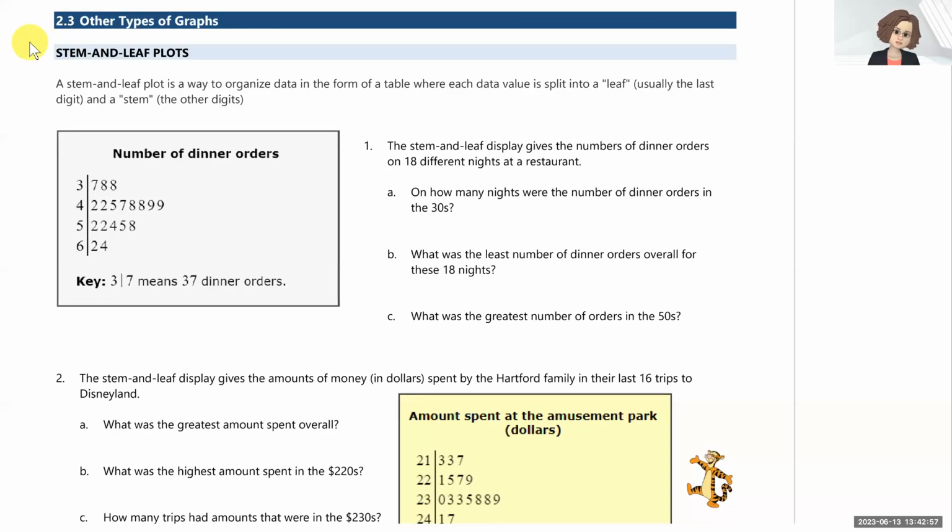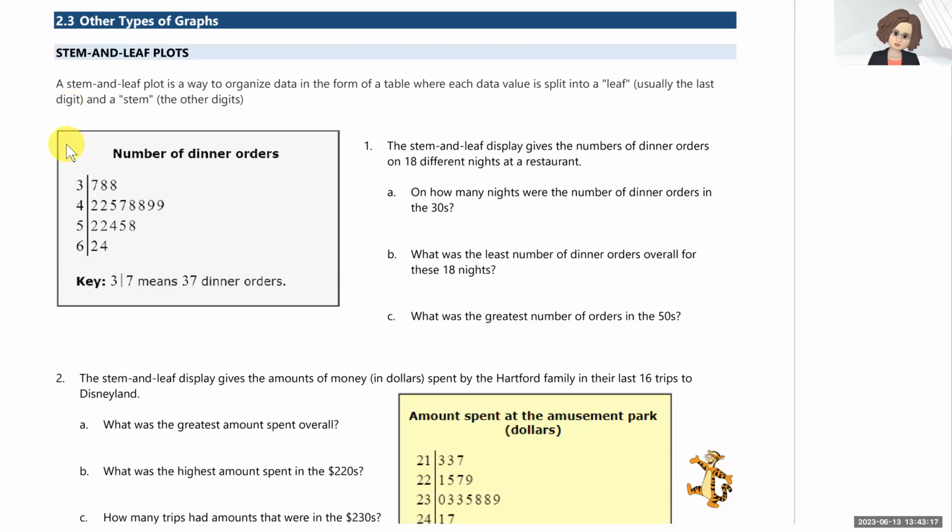Welcome. Here we're going to take a look at a couple of other graphs, and we'll start with a stem and leaf plot. Stem and leaf plots are pretty easy to read, and it's just a nice way to organize data and save yourself a little bit of repetitious writing. So let me explain here.